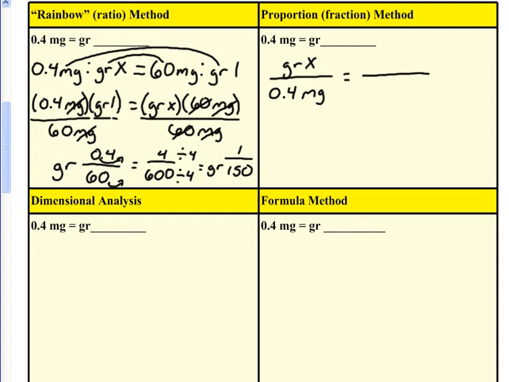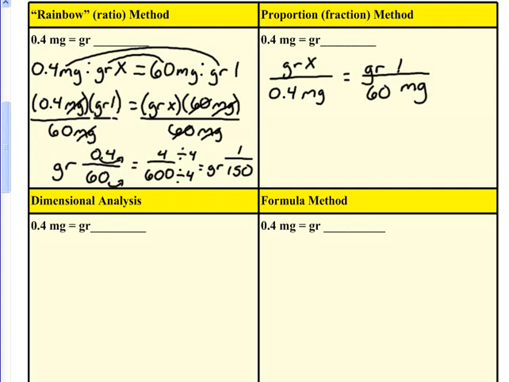We're going to set this equal to another fraction that shows the relationship between grains and milligrams. Since we placed grains at the top on the left-hand side, we must put grains at the top on the right-hand side. The same goes for the milligrams. We ask ourselves what we know about the relationship between grains and milligrams. We know that there are 60 milligrams in 1 grain.